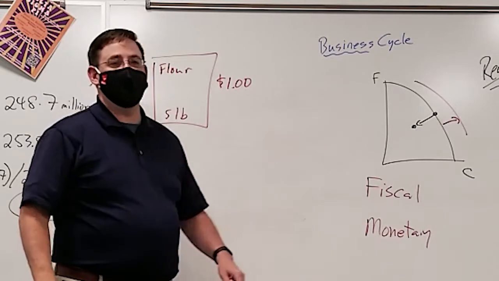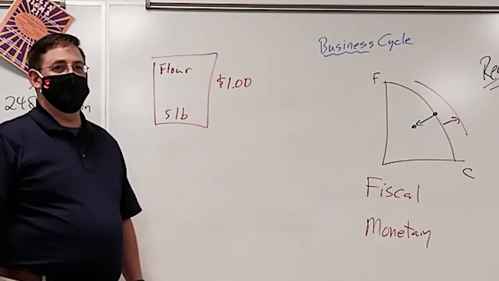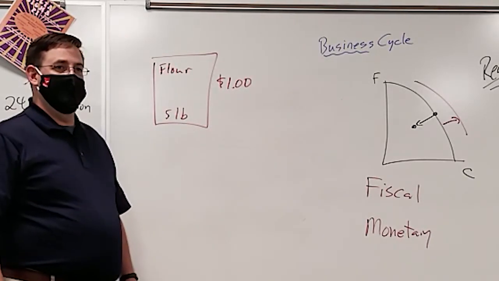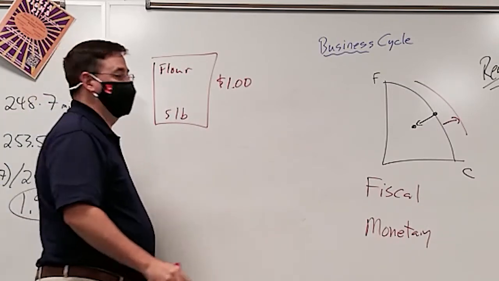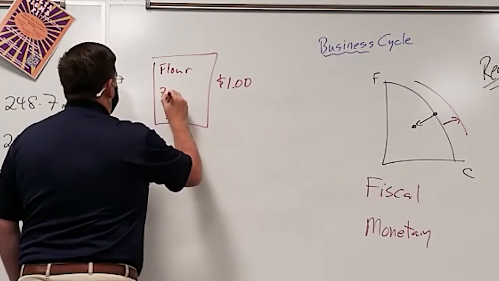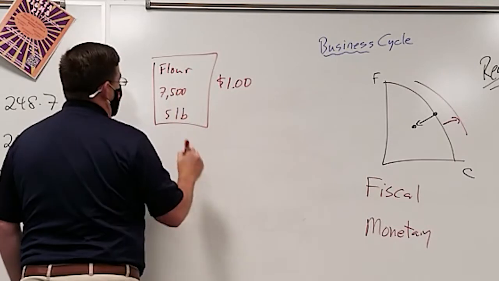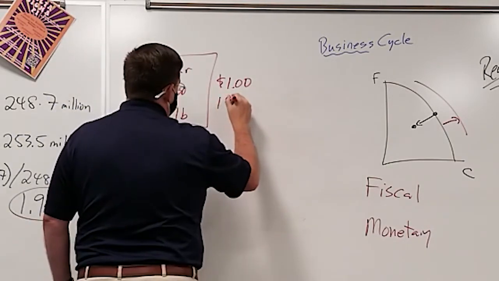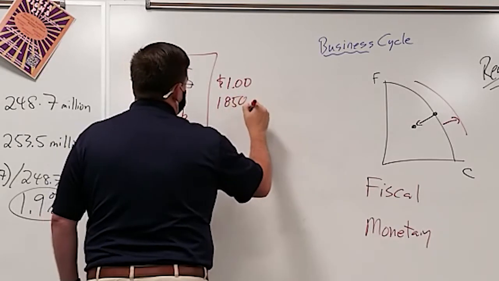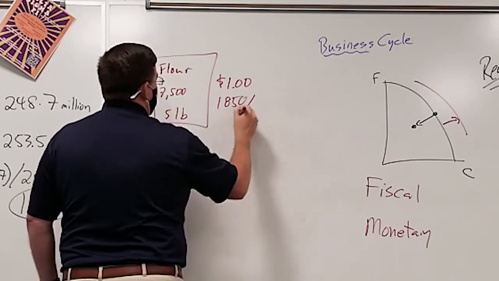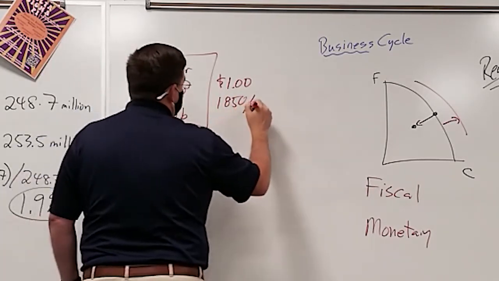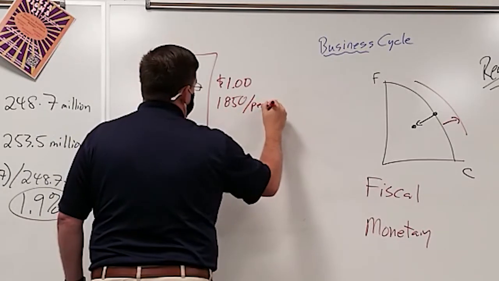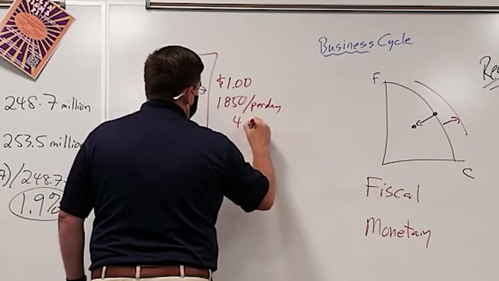How many calories in a bag of flour? I have no idea. About 7,500. 7,500 calories in 1 pound, in one 5-pound bag of flour. That's about 1,850 calories per day if you divide that over 4 days.